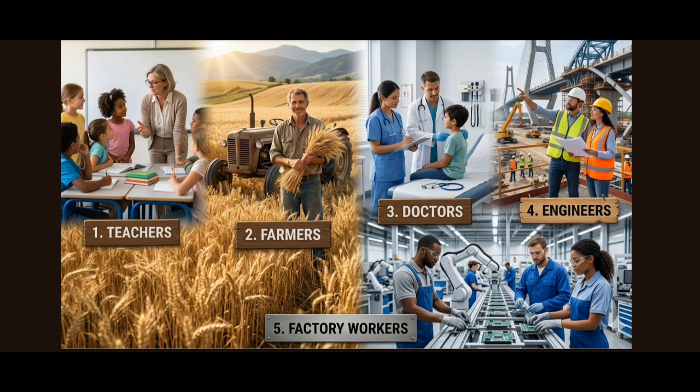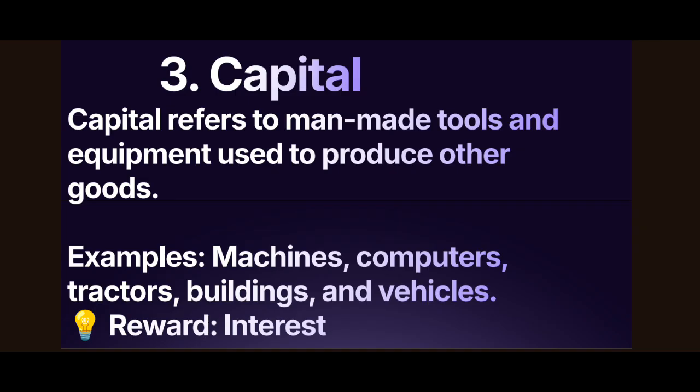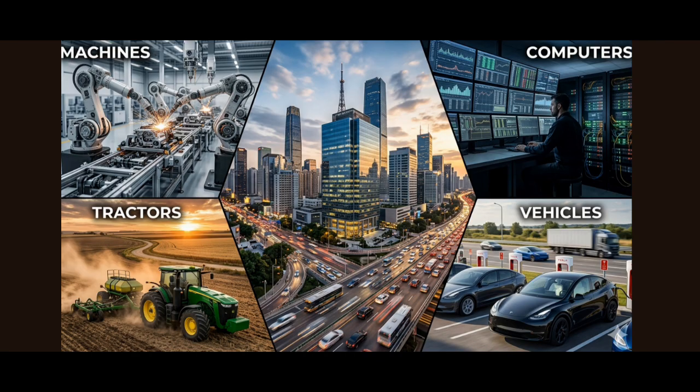An entrepreneur must have capital first before considering any of those professionals. So what is capital? Capital refers to man-made tools and equipment used to produce goods. Examples: machines, computers, tractors, buildings, and vehicles. And their reward is interest. And we have a picture that clearly explains machines. You can see machines, tractors, buildings, computers, and vehicles.